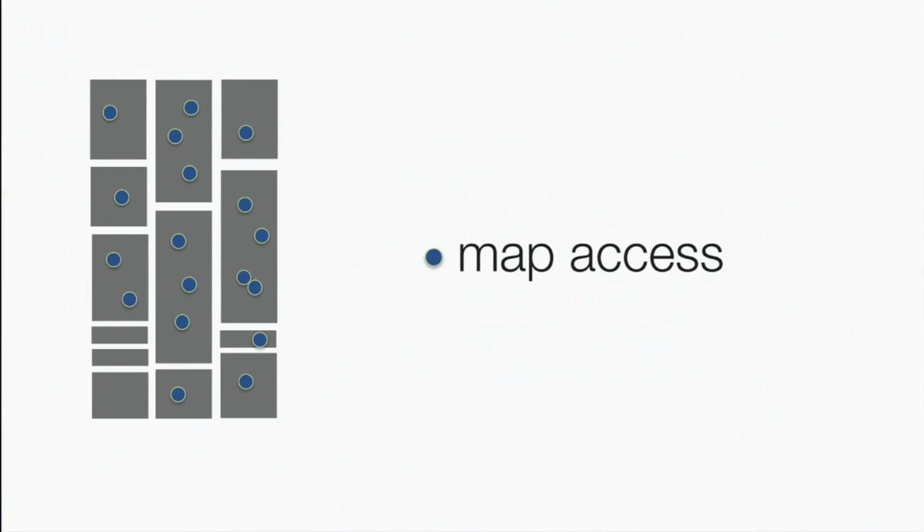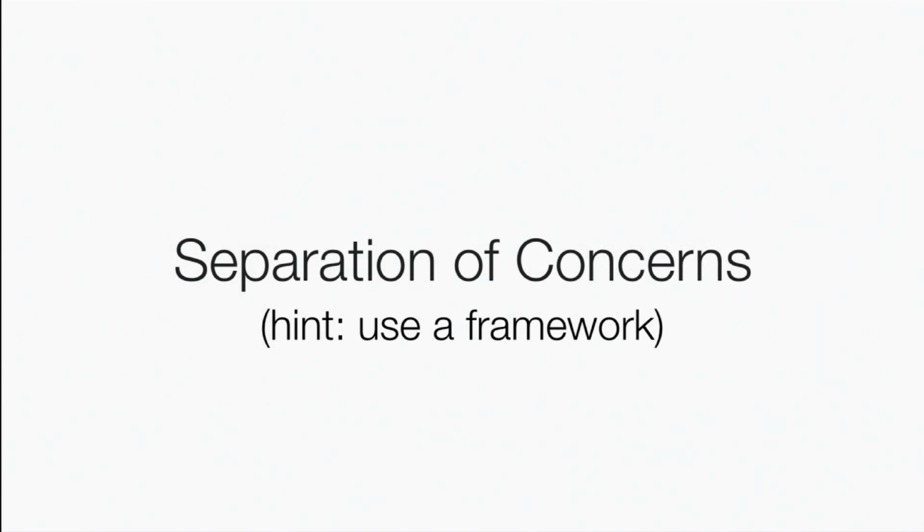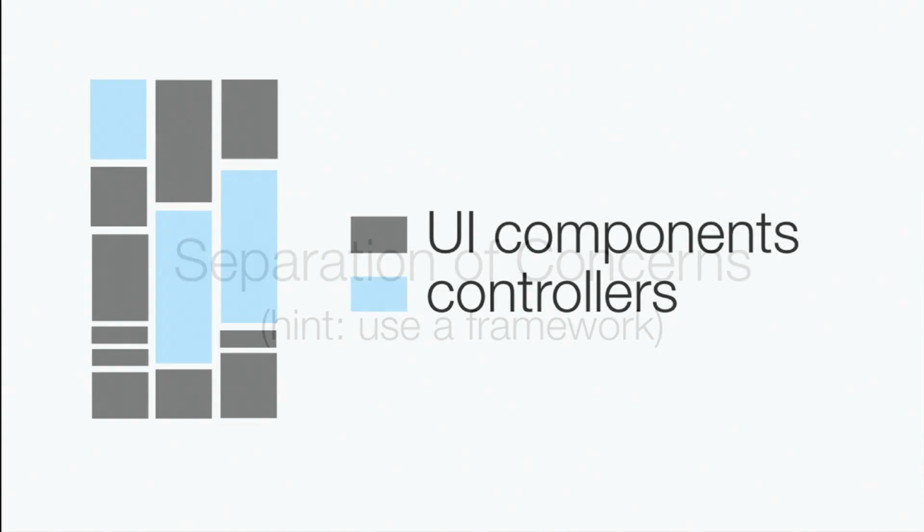Let's go back to that spaghetti application. Each of the blue dots here represents a touch point where the application has access to the map. It's either setting properties or receiving events. This application could benefit from separation of concerns. One way to do this is to use a framework. That'll help you out with this.